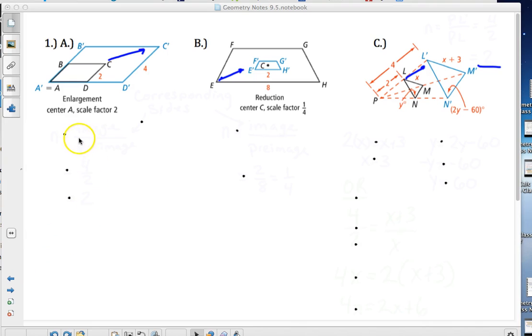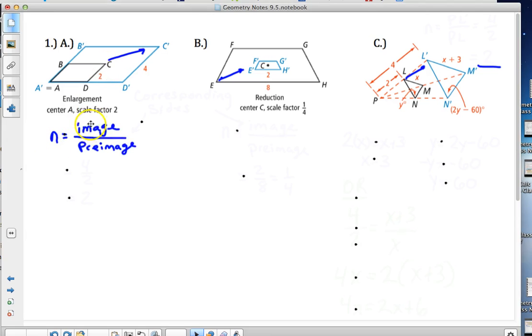So, number 1A, when we're setting this up, we're talking about this original shape. I've got A, B, C, D going to A prime, B prime, C prime, D prime. Remember, I was always talking about corresponding sides. Look at it, DC and D prime C prime, corresponding sides. So when I set this up, I've got n is equal to the image over pre-image. The image is the big thing, the blue thing.